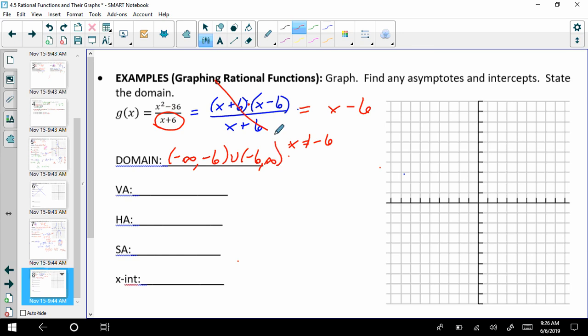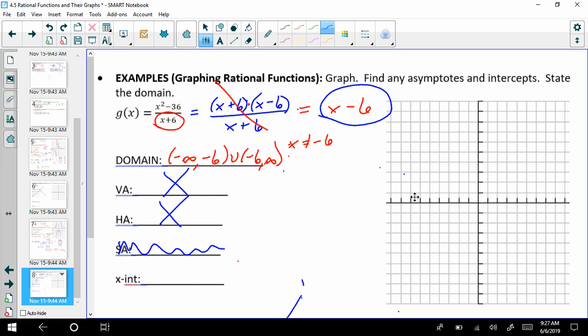Vertical asymptote. For the asymptotes, I would look at the simplified form. Notice in the simplified form, there's no denominator. If there's no denominator, there's not a vertical asymptote. Horizontal asymptote. Well, notice in the simplified form, there's no denominator. If there's no denominator, there's not a horizontal asymptote. I'm sure you're loving this one. We're not going to work with the slant asymptote.